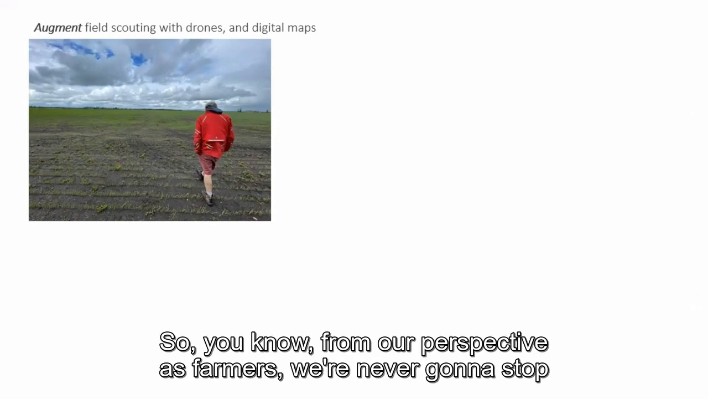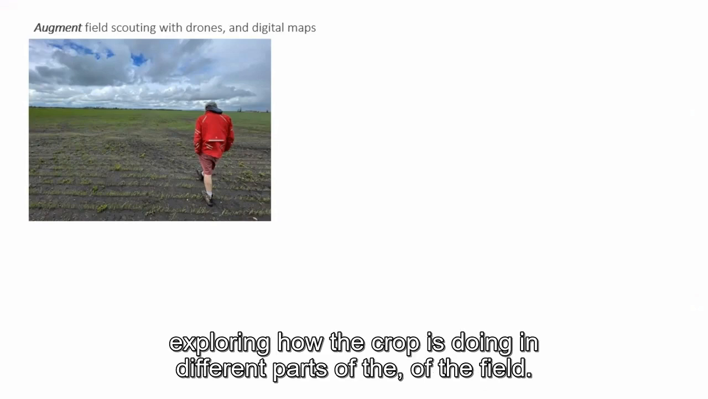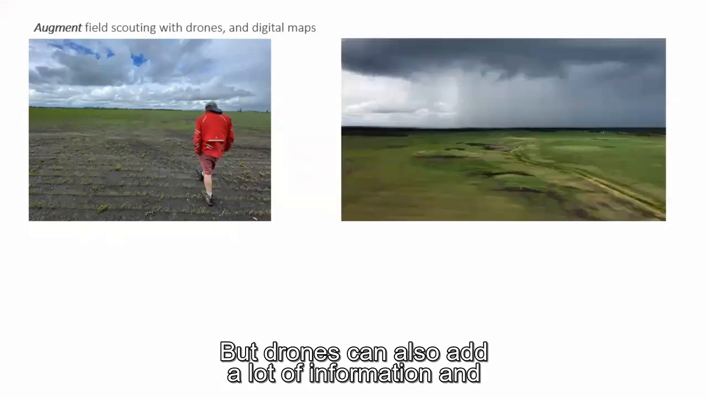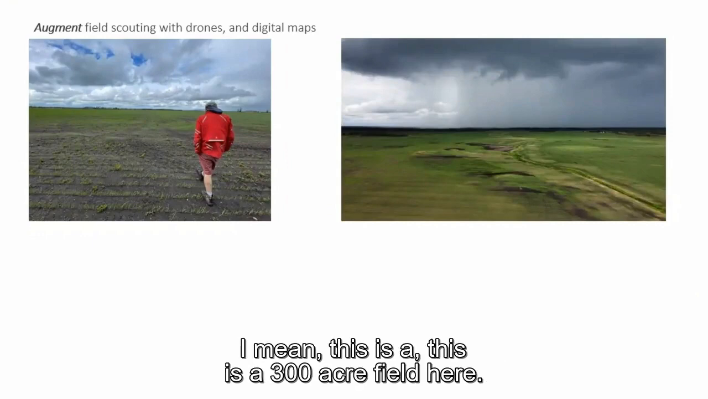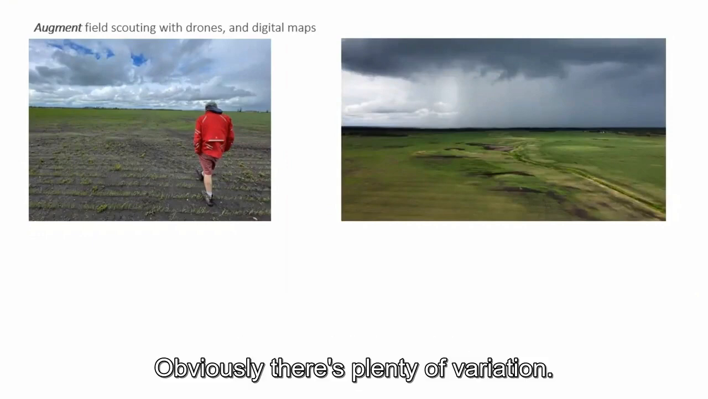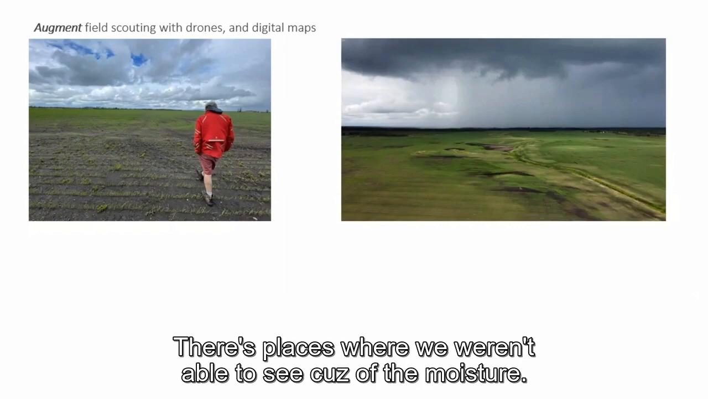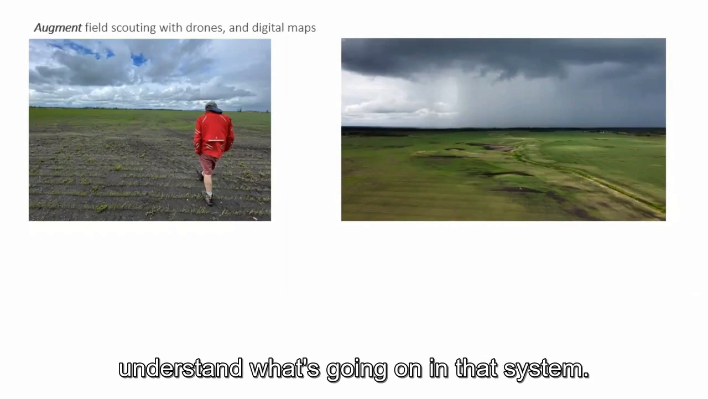So, you know, from our perspective as farmers, we're never going to stop walking across the fields and looking at the crop and exploring how the crop is doing in different parts of the field. But drones can also add a lot of information and really give a quick snapshot. I mean, this is a 300-acre field here. Obviously, there's plenty of variation. There's a creek going through there. There's hot hills. There's low areas. There's places where we weren't able to seed because of the moisture. And adding those pictures to walking across the field can really help us understand what's going on in that system.